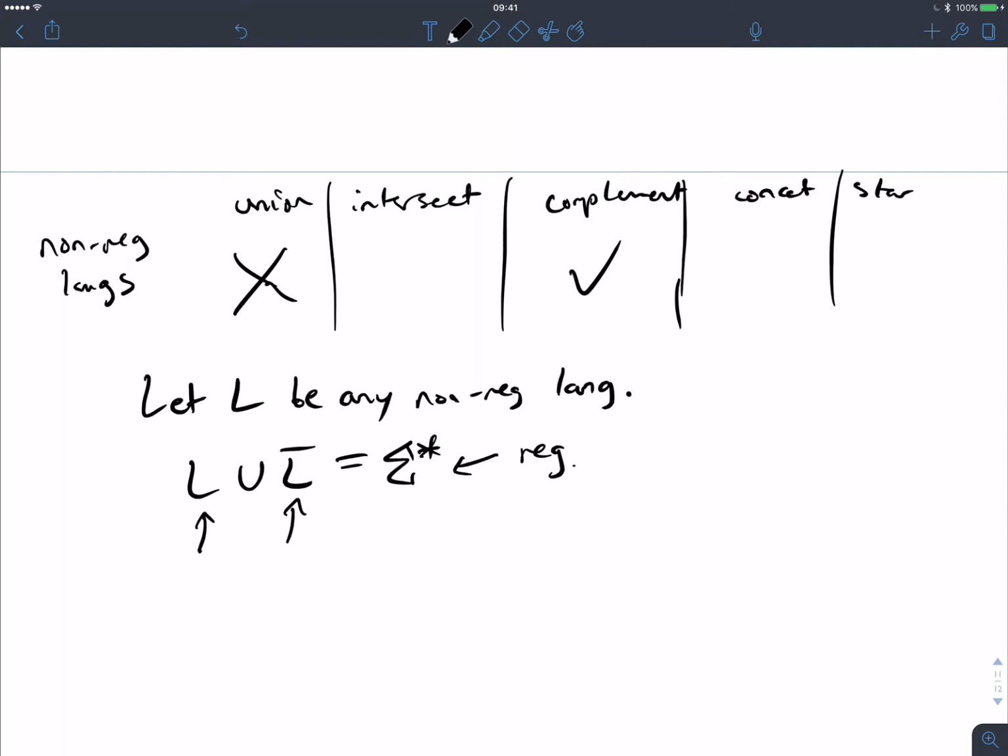What about intersect? Take the same two examples. What does any language intersect its complement? Nothing, which is it regular? Yes. So we get no closure under intersect either.